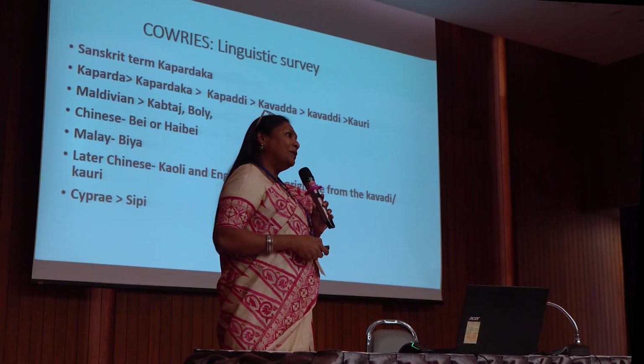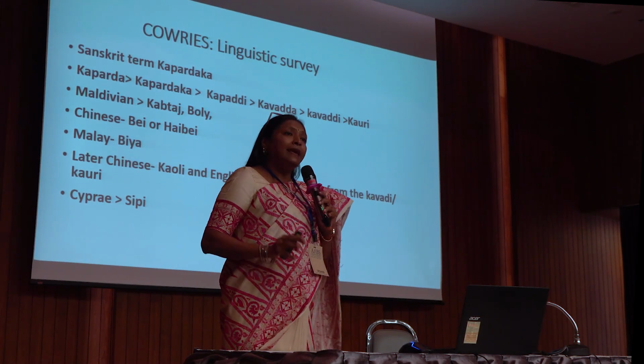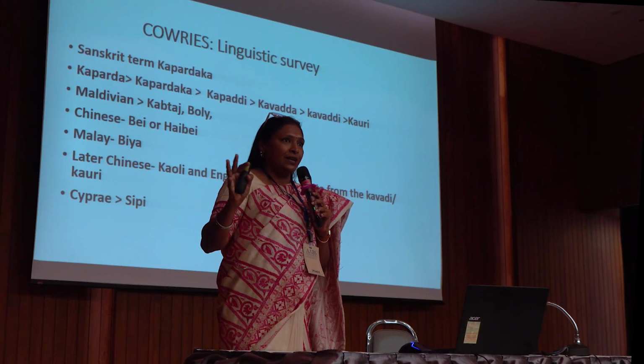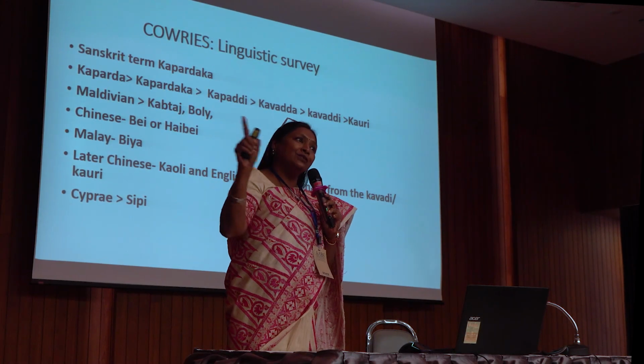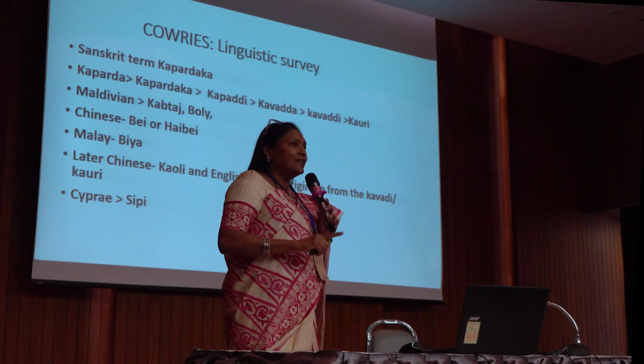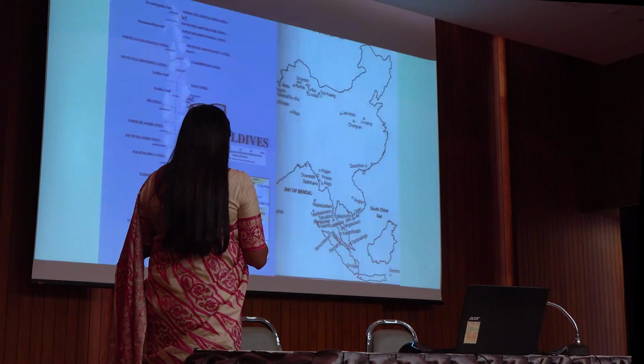Now, let me tell you one more thing. The Chinese never came to Maldives to get the cowrie shells. They got it from the South China Sea. So their area of procurement was the South China Sea, whereas the Indians, of course, got it from Maldives. I'll come to that again a little later.